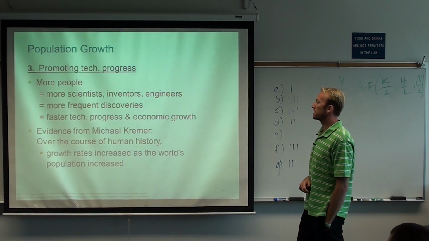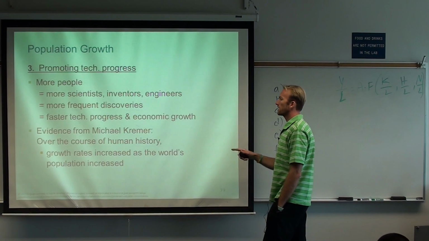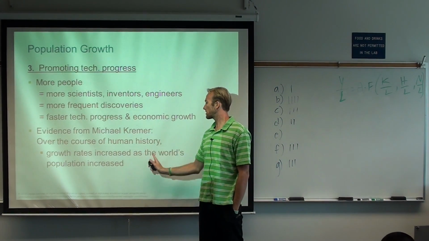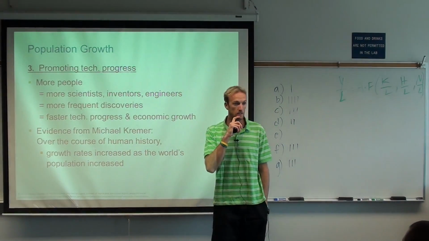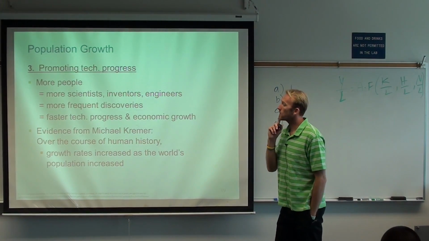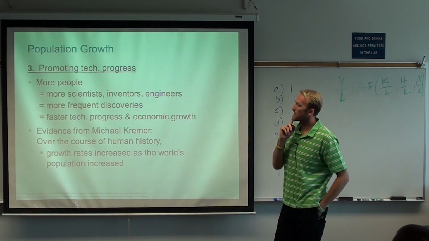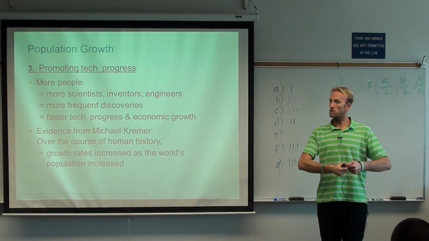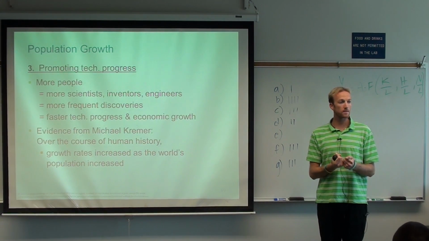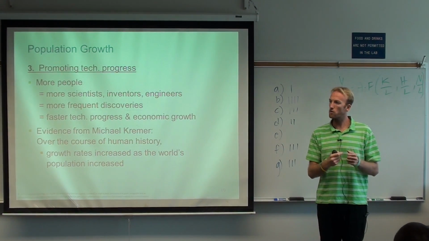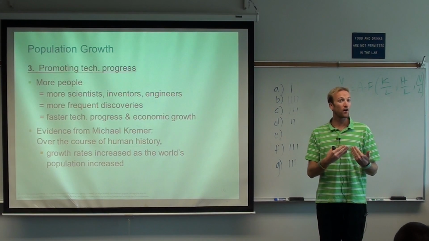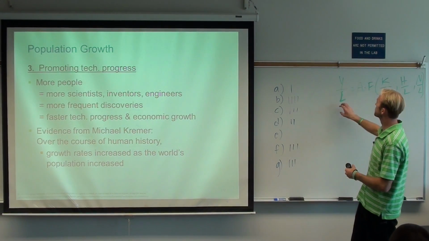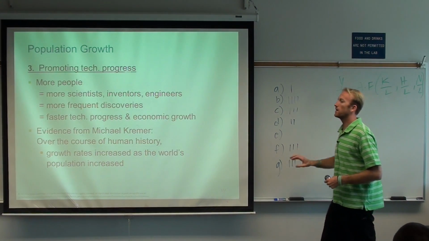Economist Michael Kremer thinks that over the course of human history, growth rates increased as the world's population increased, right? And so the idea here is that this is the opposite of what most economists, I think, argue. Most economists argue that high population growth rates, so a lot of children, harms growth. So if you have a lot of children, it makes Y over L go down.